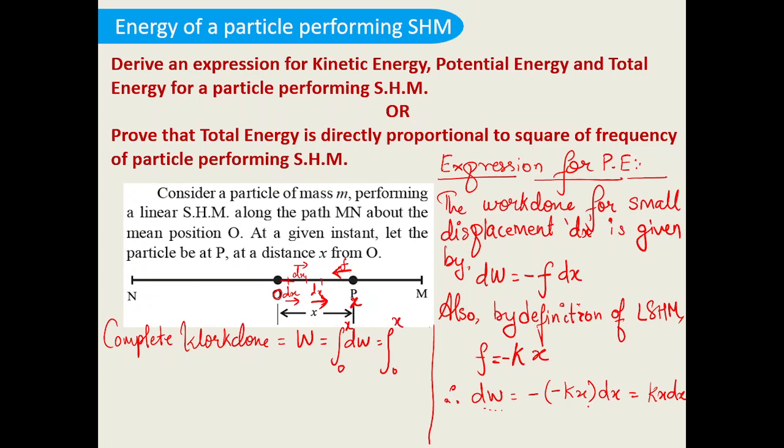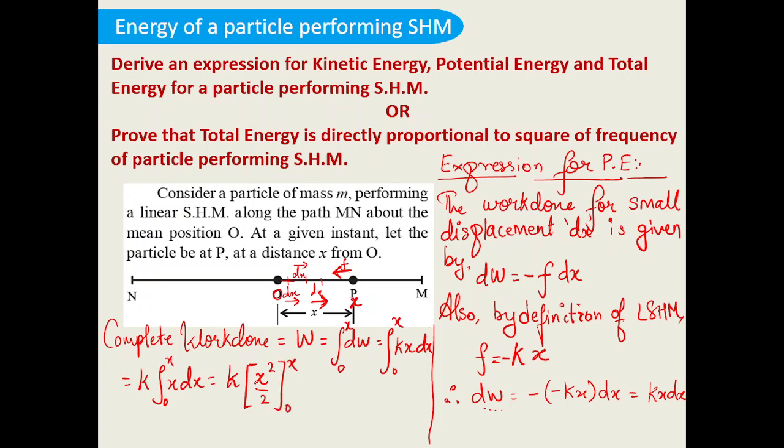The dW formula is Kx into dx. Now K is constant, so it will be out of the integration. So it will be K times the integration from 0 to x of x with respect to x, which is equal to K into x square divided by 2, from 0 to x.